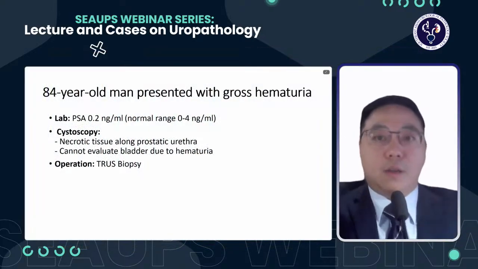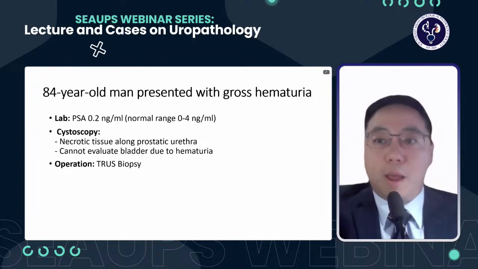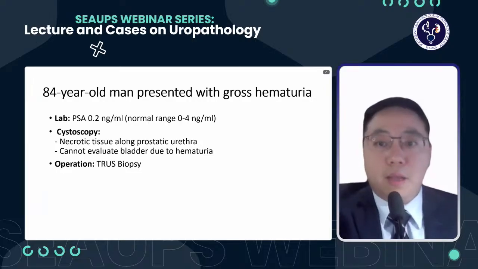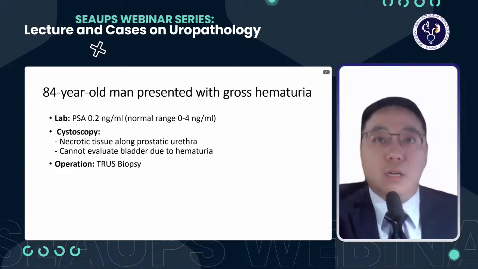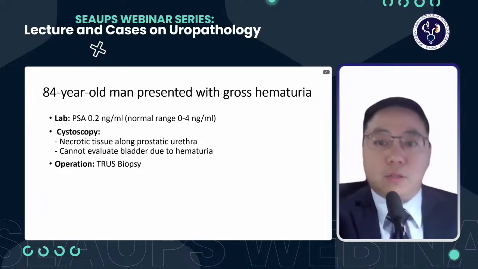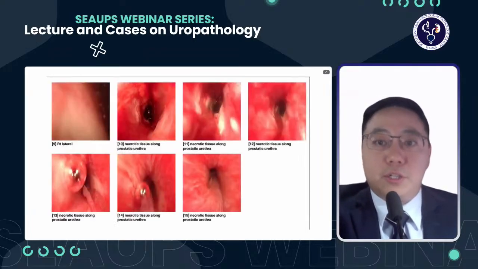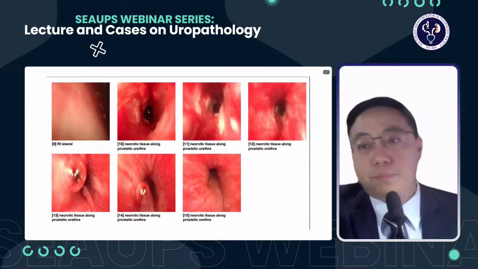Okay, let's start with my case. An 84-year-old man presented with gross hematuria. The laboratory findings showed a PSA level of 0.2 nanogram per milliliter. The normal range is 0 to 4. The cystoscopic examination revealed necrotic tissue along the prostatic urethra, and the bladder could not be evaluated due to the gross hematuria. Transrectal ultrasound-guided biopsy was subsequently performed. These cystoscopic pictures show necrotic tissue along the prostatic urethra. You can see it in these pictures.